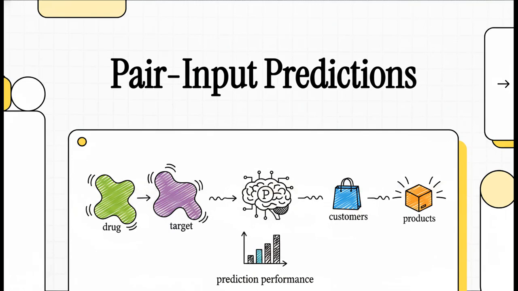Welcome to The Explainer. We're diving into a really fascinating problem in machine learning today. How do you predict the missing links in your data? Things like guessing how a brand new drug might interact with a certain protein, or which movie a new user on a streaming service is going to absolutely love. It all boils down to what we call pair input predictions.